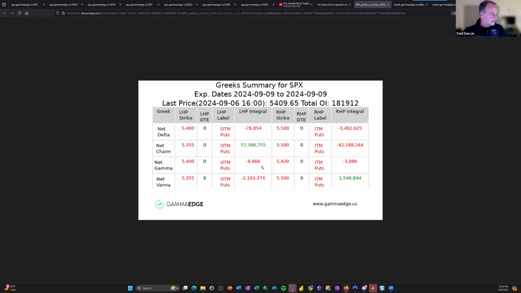Okay, so now let's go look at gamma. Gamma is what everyone's here for. It's a great little tool. Let me grab the gamma chart.